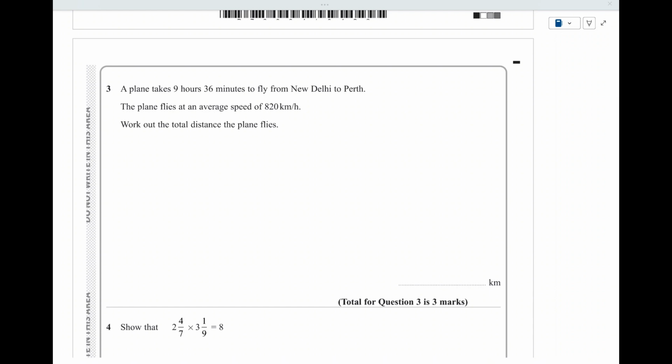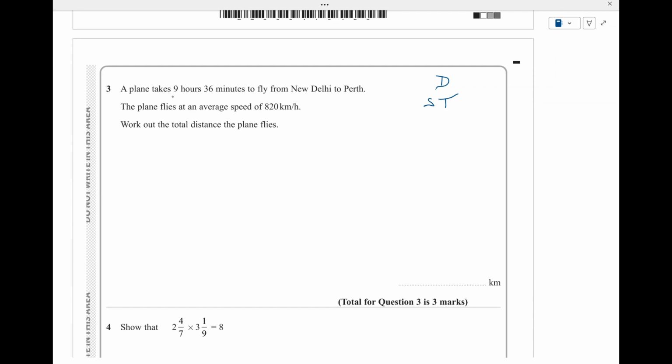Question 3. Now let's have a look at this. This looks to me as if it is a distance, speed, time question. So I'm going to have to remember that Dad's a saint. There's my distance, speed, time formula triangle.